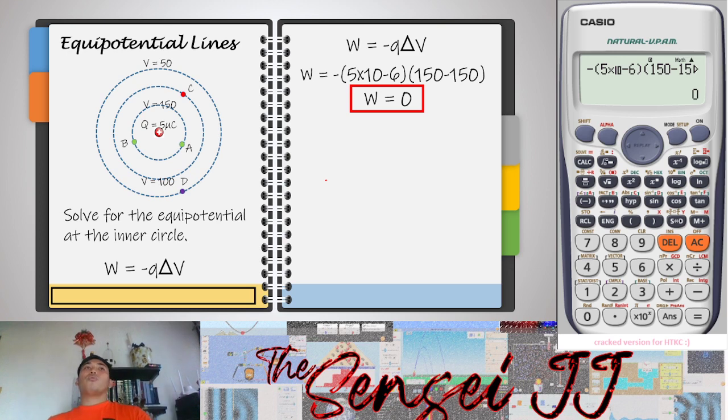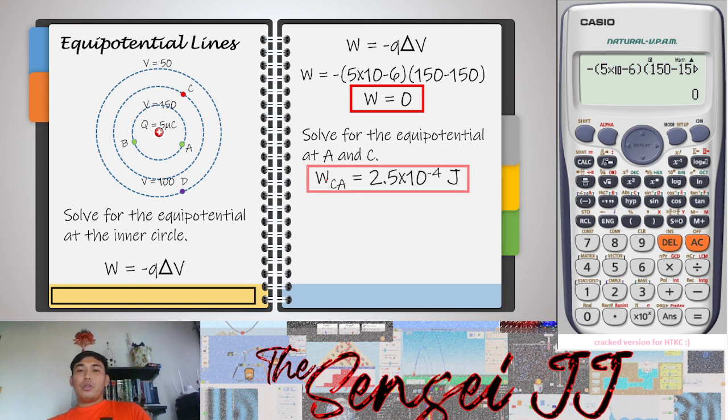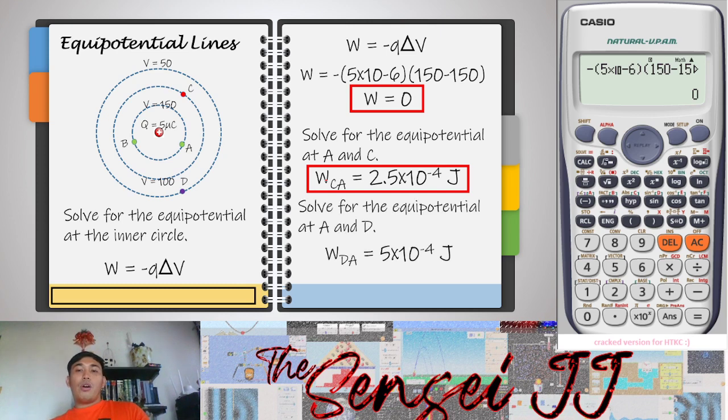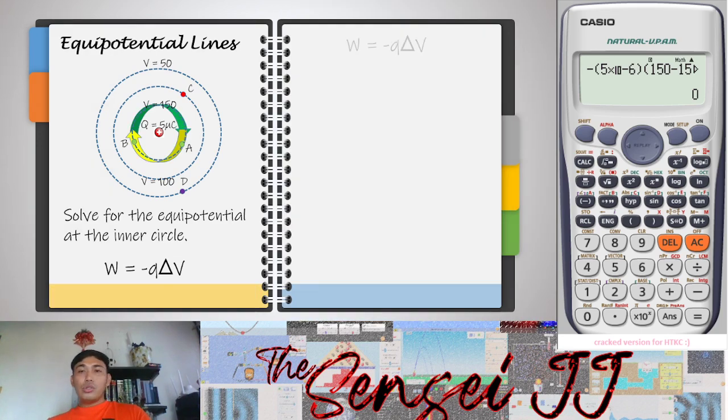Okay, so sir, bakit po? We have the same. So the work inside the circle or at the inner circle will be 0. So solve for the equipotential at A and C, which will be 2.5 times 10 raised to negative 4, and A and D of 5 times 10 raised to negative 4 joules. And for the solution of those two is, we have here our W of negative Q times delta V, or electric potential difference of 100 minus 150.